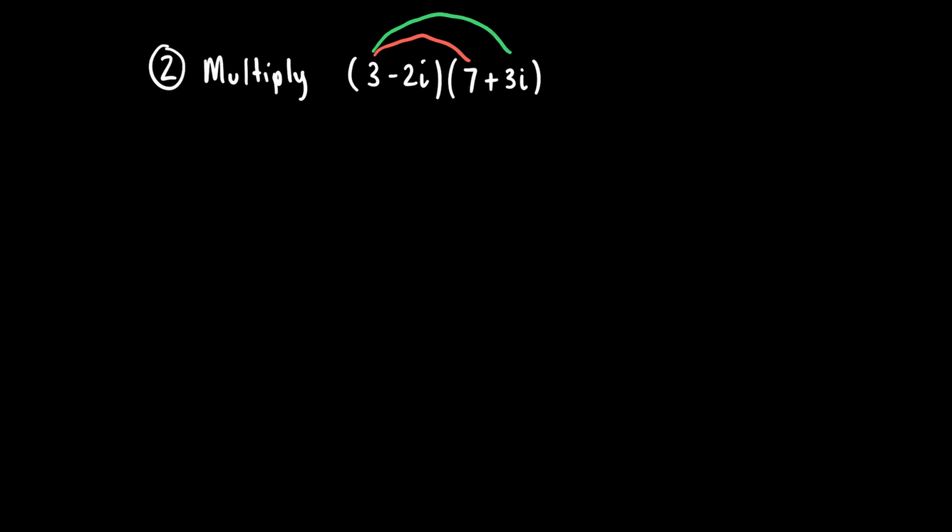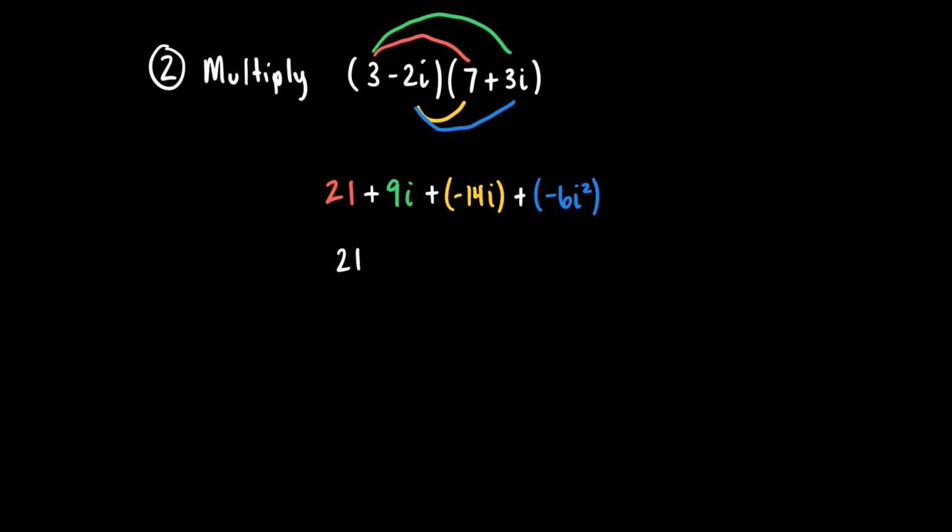I'm just going to start putting in the color codes here. So when we multiply the red parts, we'll get 21. When we multiply the green parts, we'll get 9i. When we multiply the yellow parts, we'll get -14i, because -2i times 7 is -14i. And when we multiply the blue parts, we should get -6i squared.